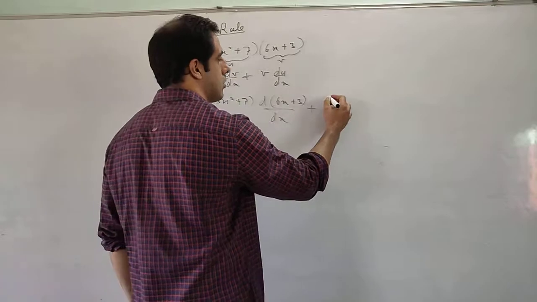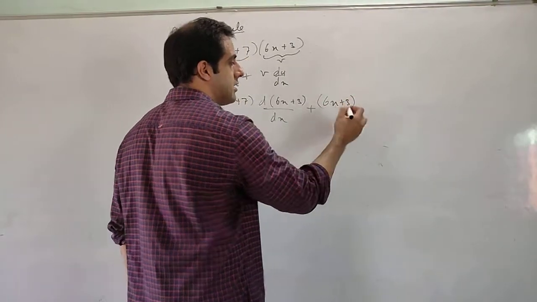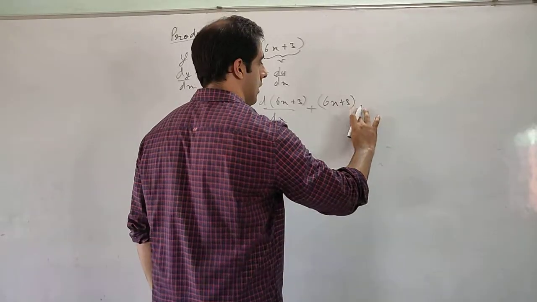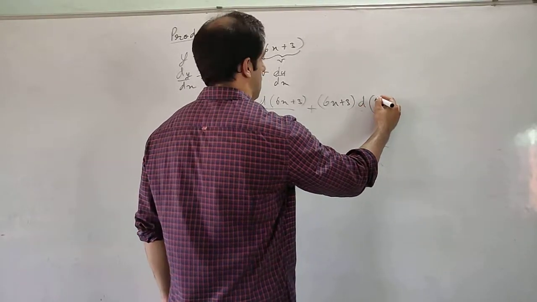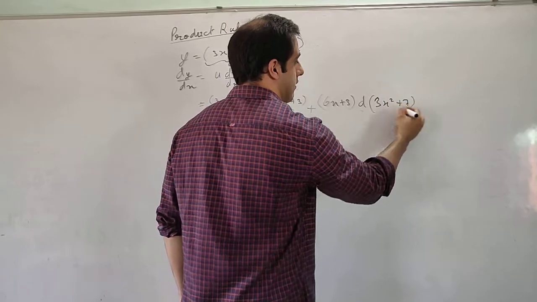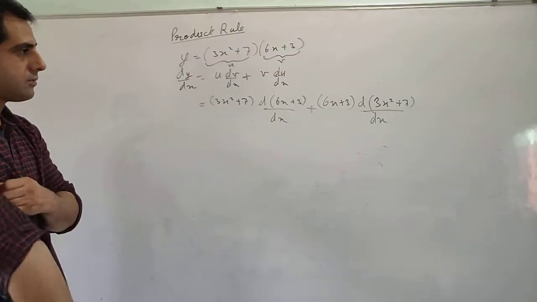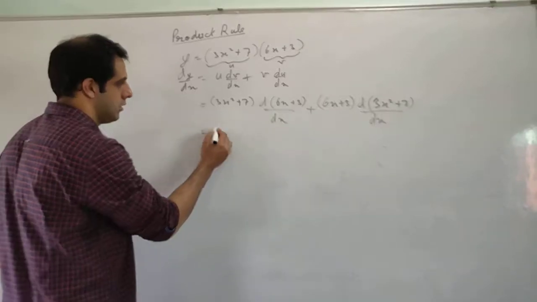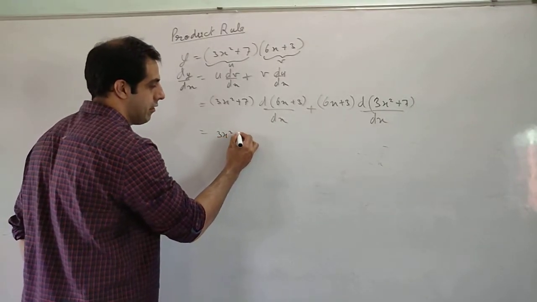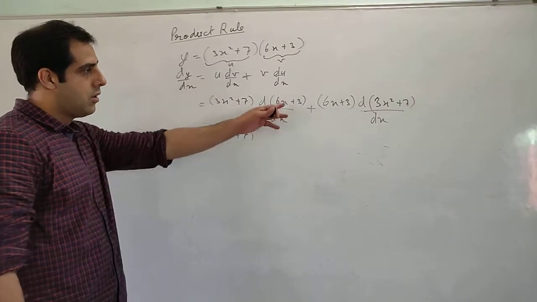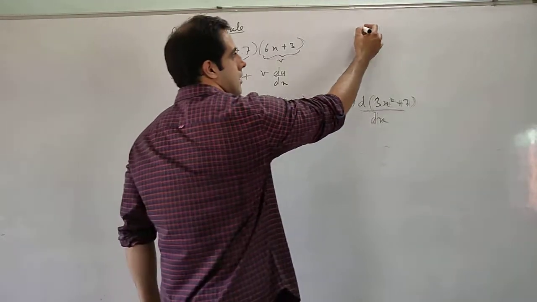Now we will take v as a constant. So 6x plus 3 is a constant, and we are going to differentiate u. So it will be 3x square plus 7, and differentiating it with respect to x. Now if we do this, 3x square plus 7 will remain as it is because it is a constant. Differentiation of 6x plus 3. What is the differentiation of 6x plus 3?